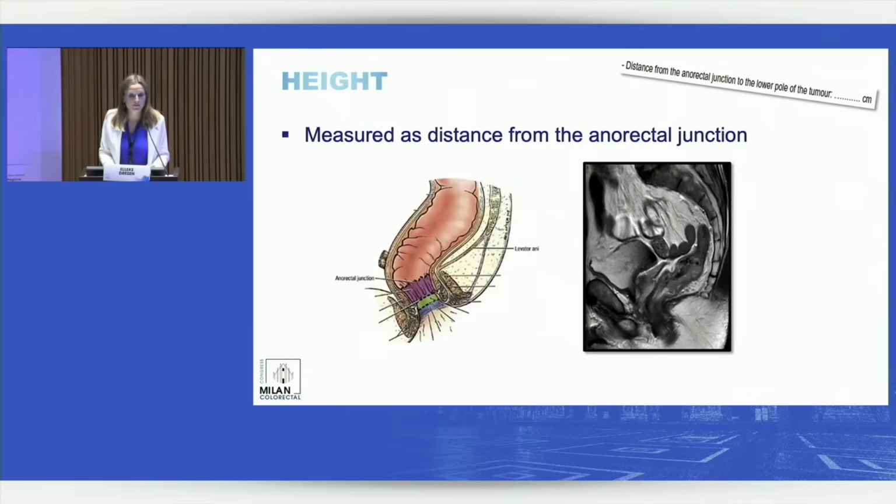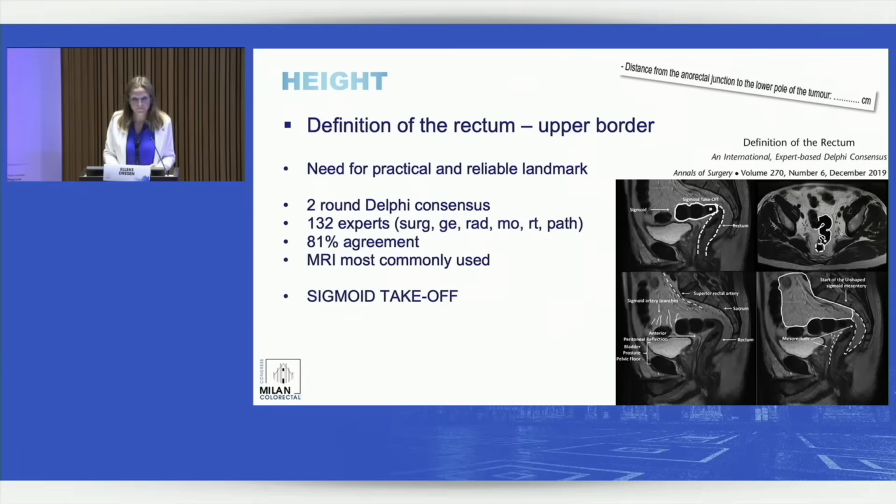Then we need to measure the distance from the anorectal junction. On the MRI, it's nicely seen on the sagittal images where the levator muscle is at the level of the bowel wall, and that is actually the anorectal junction, and from there we draw a straight line to the lower pole of the tumor. And that is, of course, important for you to know if there is a safe distal margin and you can still perform an anastomosis.